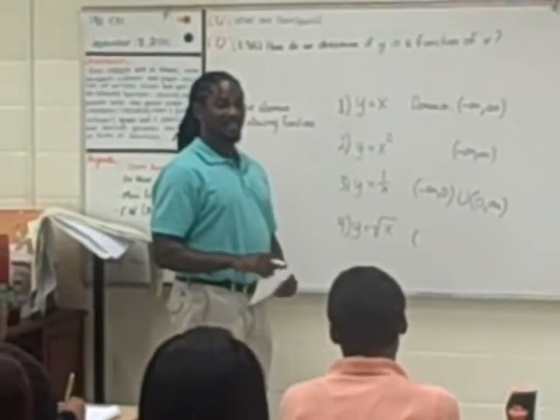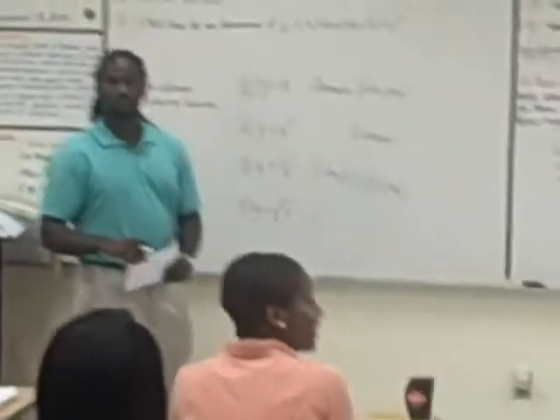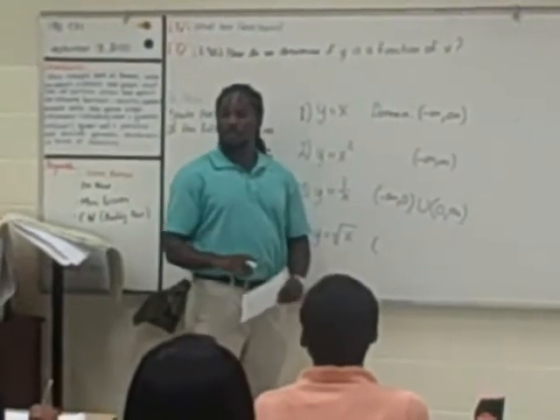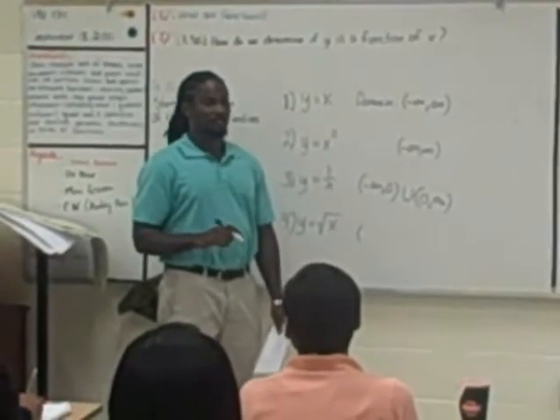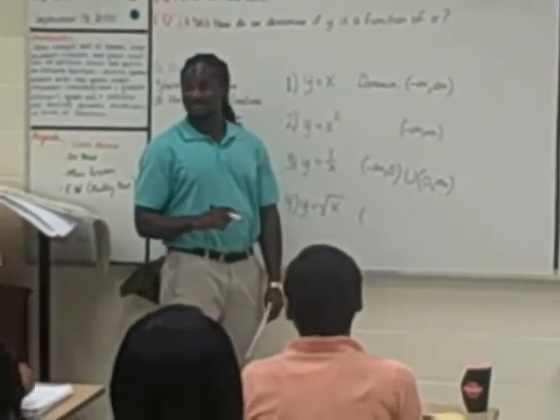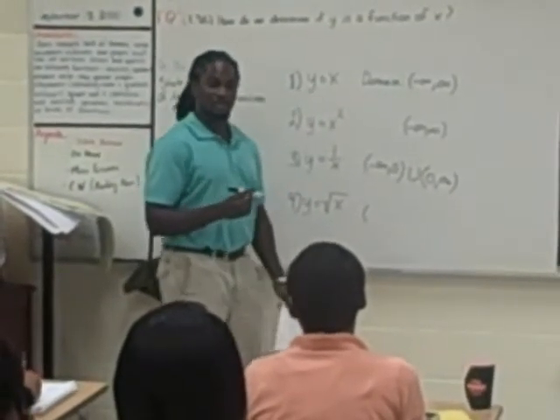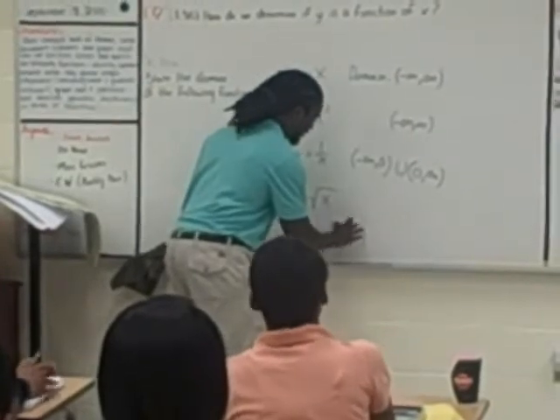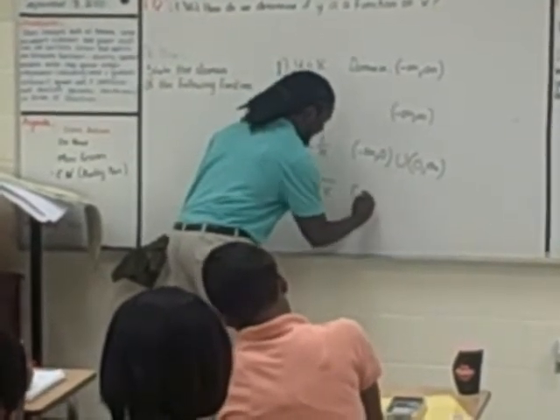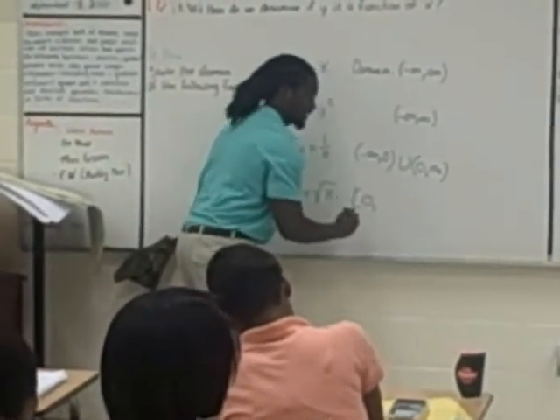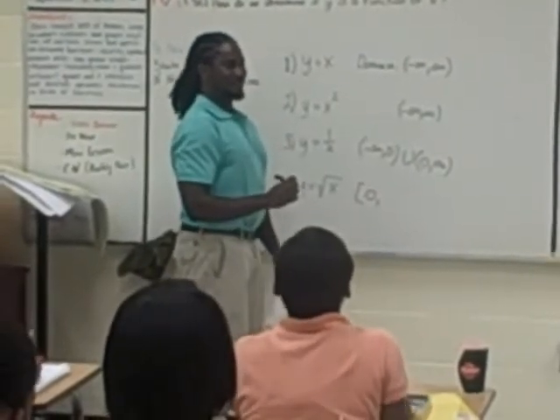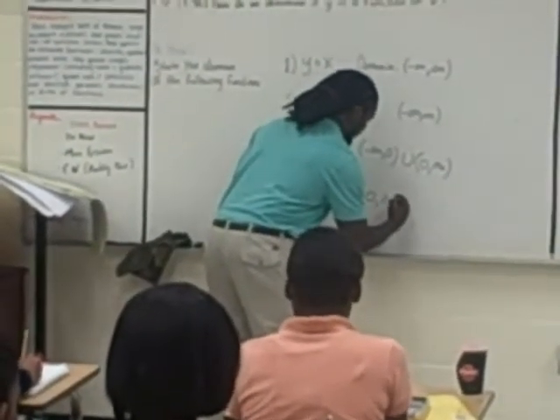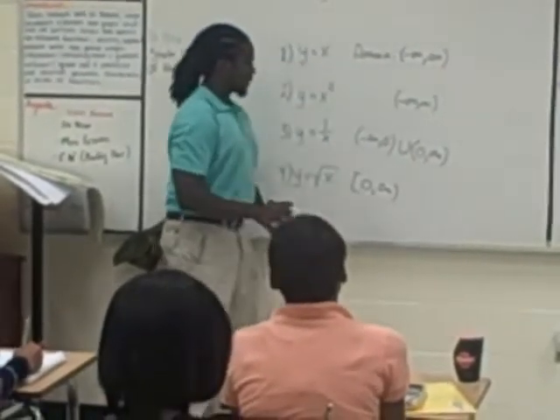Everybody agree with that? I have a bracket. Can you take the square root of 0? Yes, because the square root of 0 is 0. So it's going to be a bracket. X can equal 0. Alright, same thing.